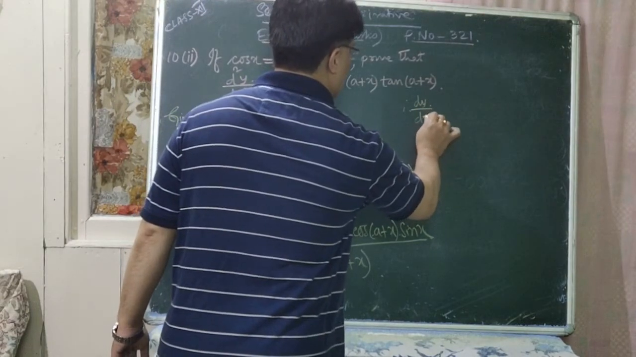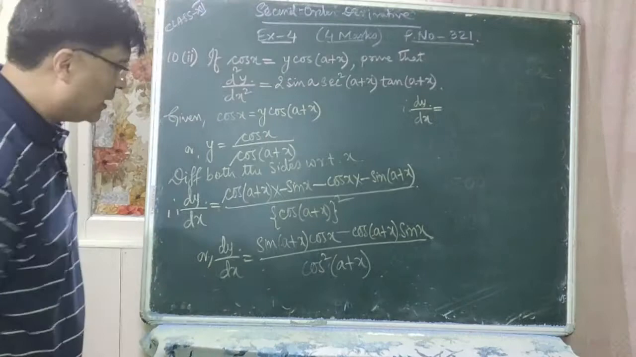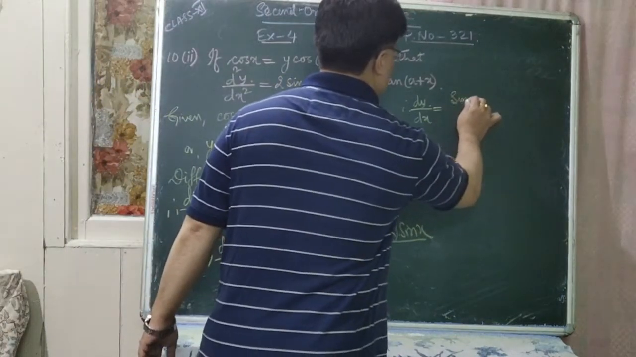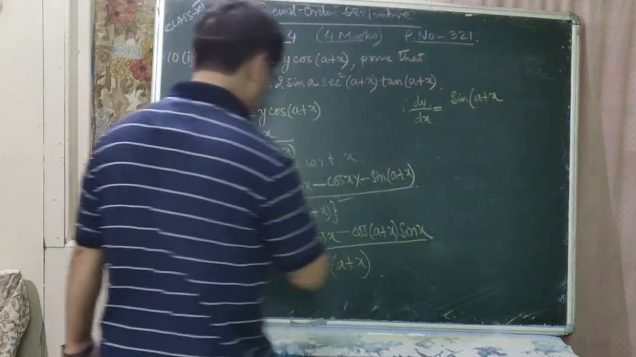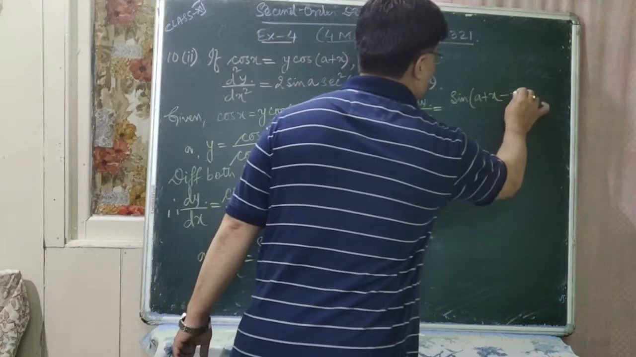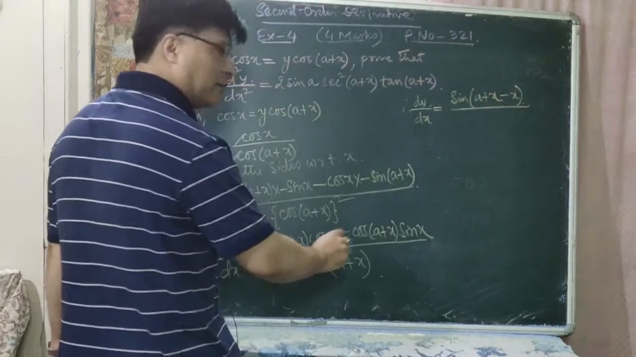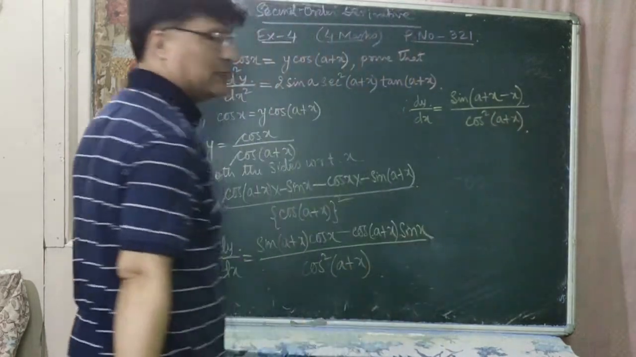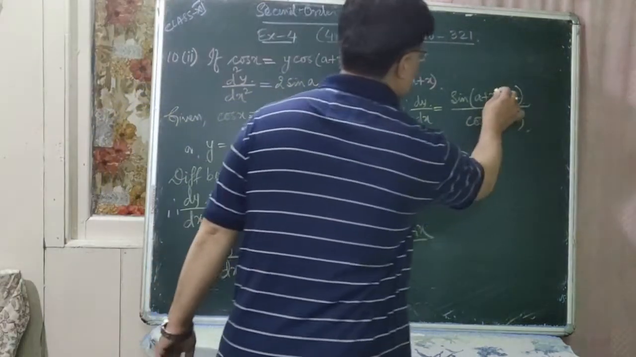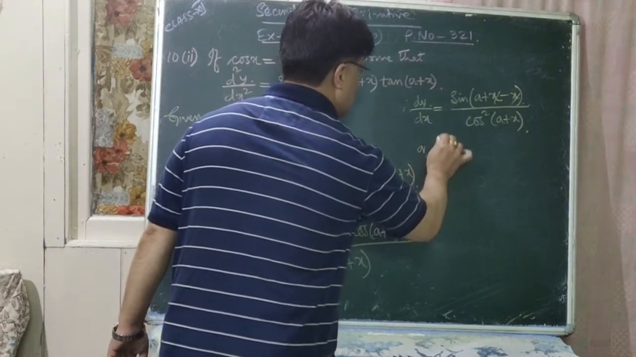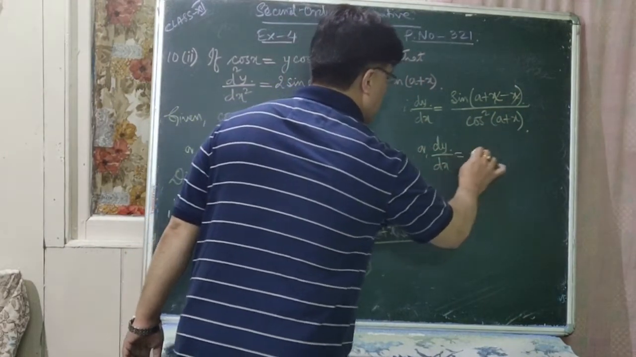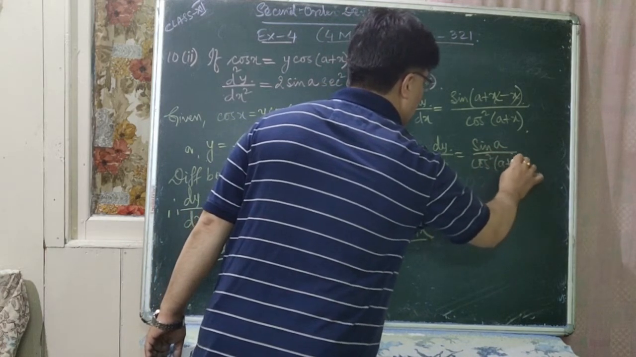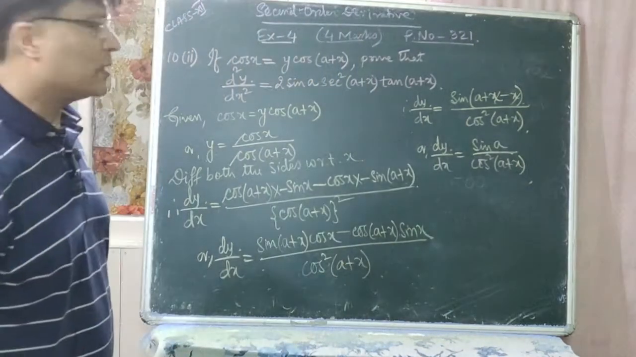So dy by dx is equal to, in the numerator, what is the formula? This formula is from compound angle, that is sine of (a minus b). So sine of, what is a? (a plus x) minus b. What is minus b? Minus x. This whole divided by cos square (a plus x). Is that clear? So here x gets cancelled. So what is dy by dx now? It is dy by dx is equal to sine a divided by cos square (a plus x). So I think you have understood it.